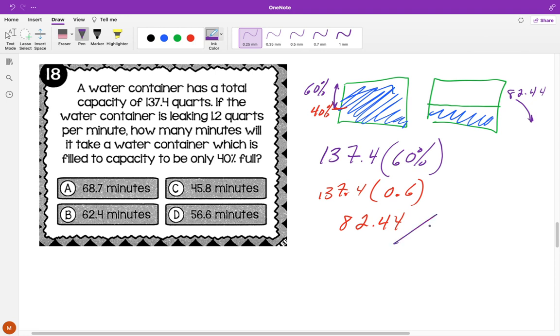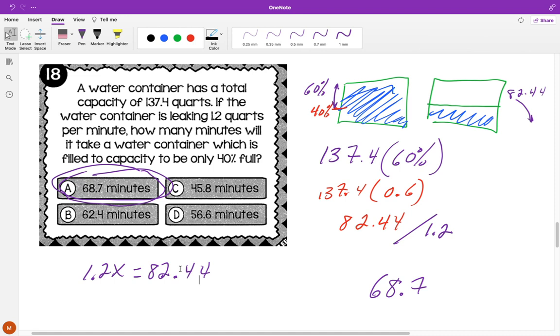So if we're trying to figure out how many minutes, we can divide it by 1.2. And 82.44 divided by 1.2 is 68.7. So it took 68.7 minutes for it to leak out, because it's saying we're leaking out 1.2 quarts per minute. If you wanted to create this as an equation, 1.2 times the number of minutes that we have is equal to 82.44 quarts. And that's how we know that we're dividing it by 1.2. All right, so for this, it will be 68.7 minutes.